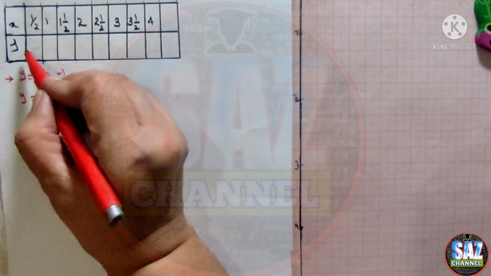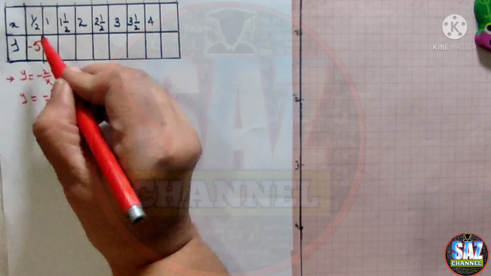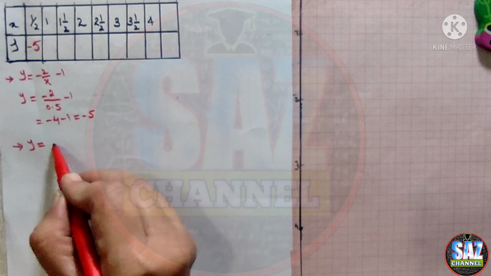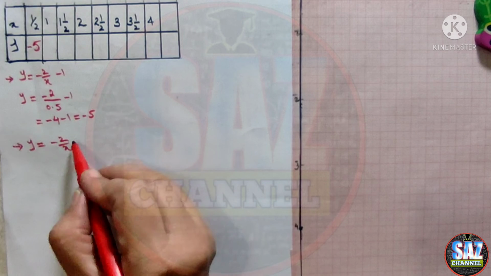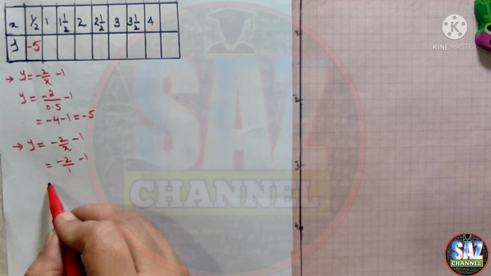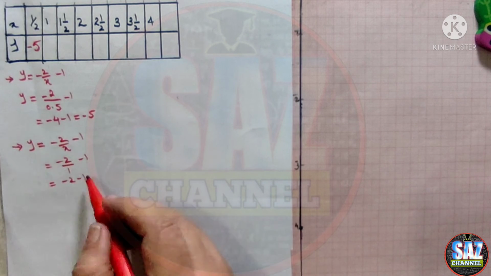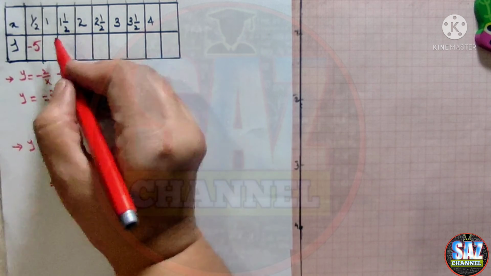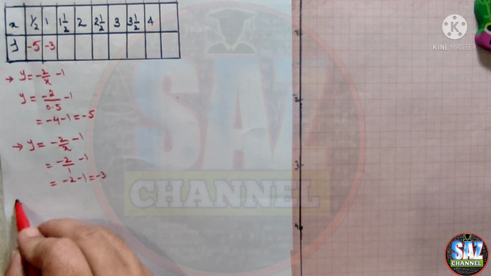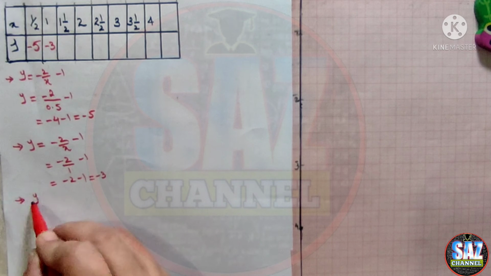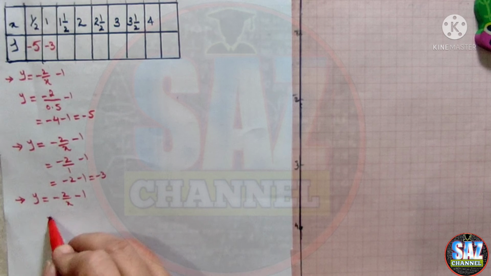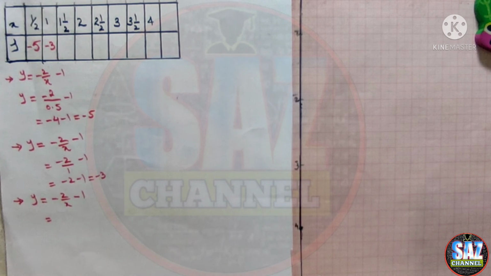After getting the value, I have to insert it in front of the unknown value of y. The first requirement is done, and the second is y equals minus 2 by x minus 1, and this gives me minus 2 by 1 minus 1, which is minus 2 minus 1, equal to minus 3. The next value of x is 1.5, so I take the function again, y equals minus 2 by x minus 1, and 1 whole 1 by 2 is 1.5.